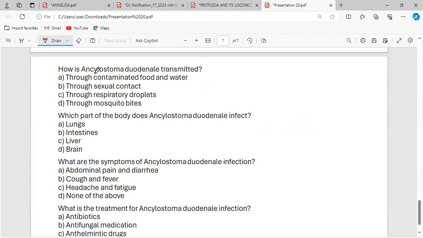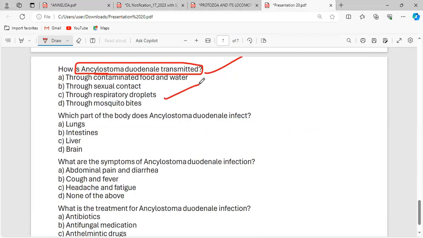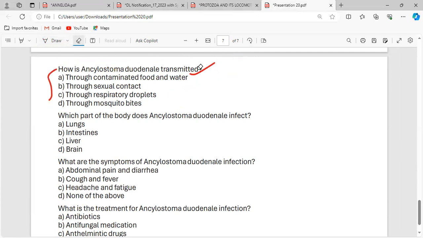Now, how is the transmission? You have to read how all these parasites are transmitted. This is only a sample; it is the representation. Ancylostoma is transmitted through contaminated food and water, and you should read how the other parasites are transmitted as well.